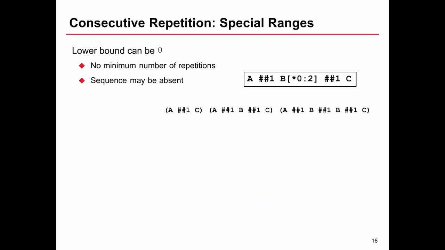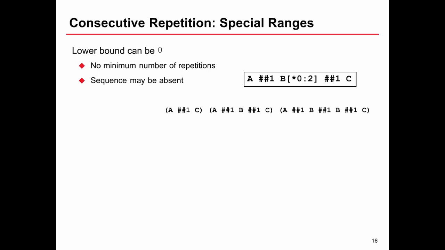There are some special and important ranges when you're defining sequence repetition or cycle delay. The lower bound can be 0. So what this means is 0 occurrences of something means it does not have to occur at all. So the sequence can be absent.